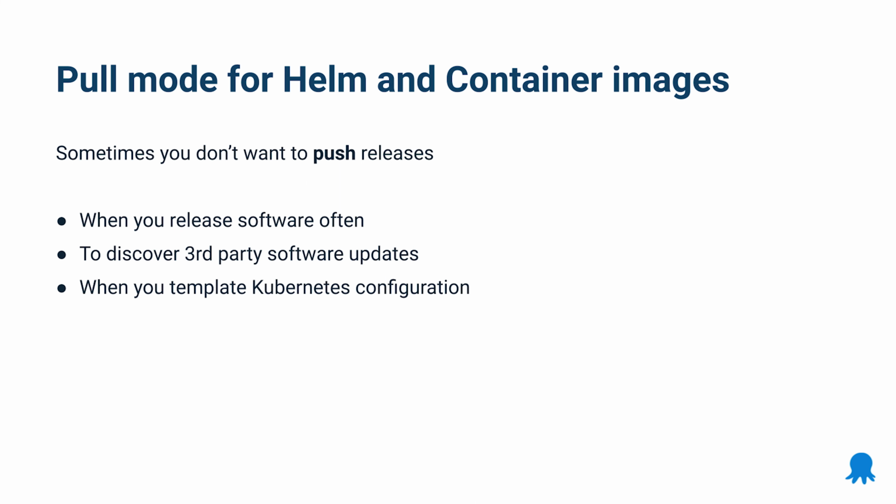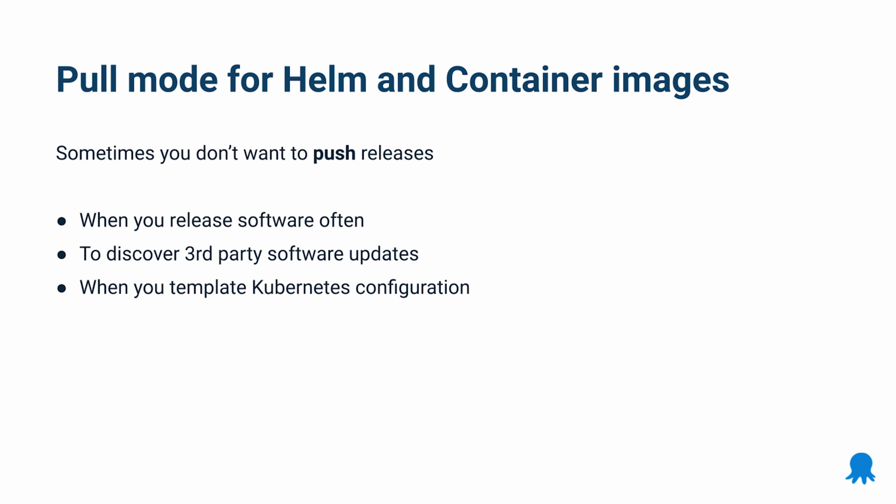Sometimes it works amazingly well, but there are some cases where maybe you want to do it the other way. So maybe you want pull mode. An example of this would be, well, what if you release software very often and you just don't want to have this extra step in your CI to do release creation? You just want the process smooth. Basically, you want to have one less thing to worry about.